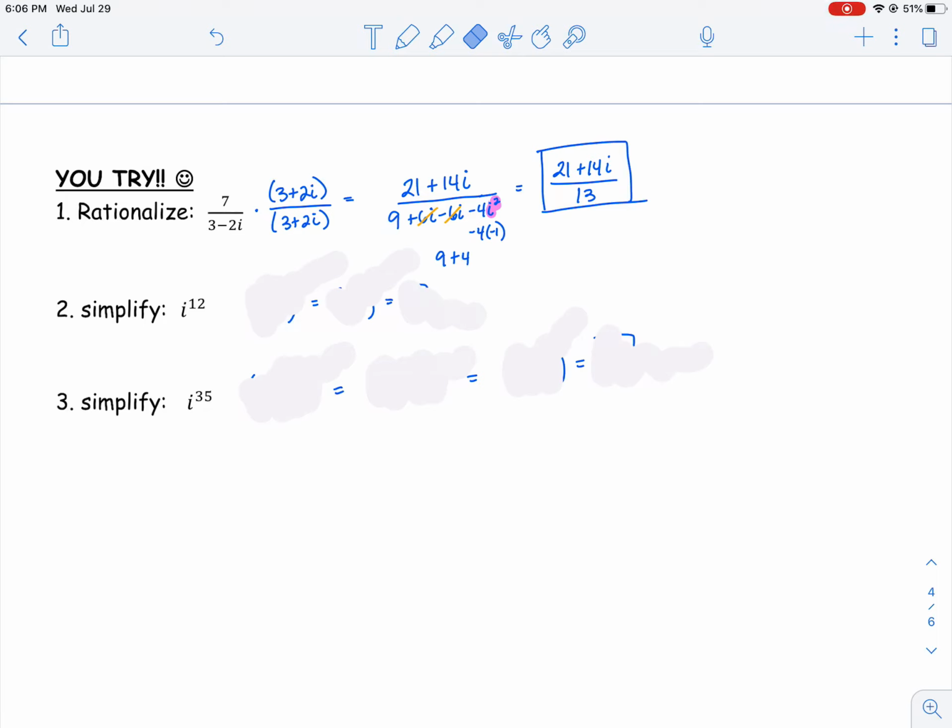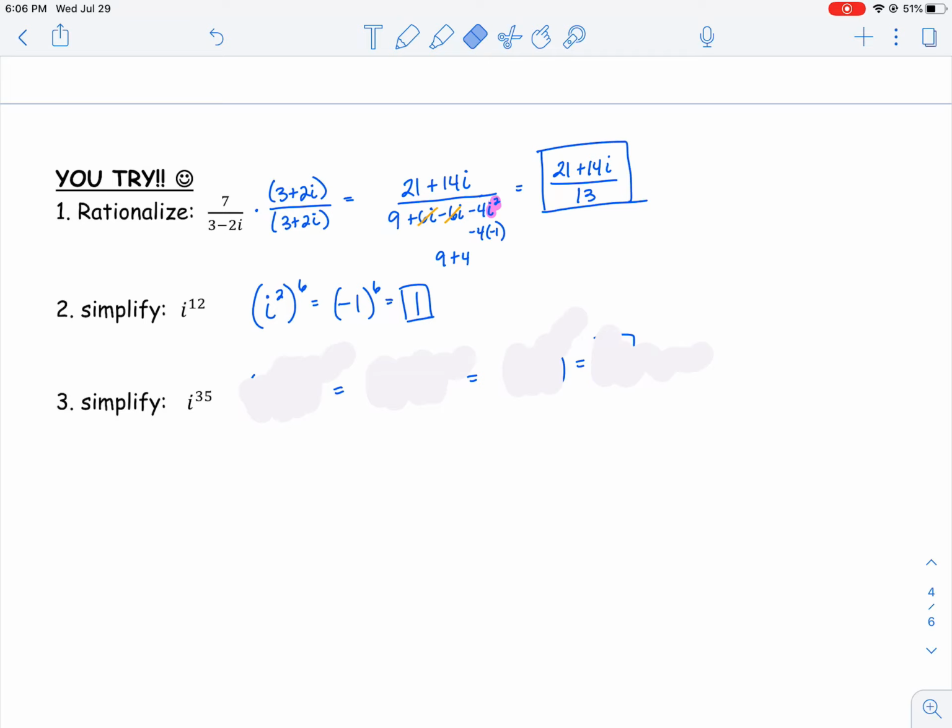All right, let's simplify i to the 12th now. I to the 12th. Well, I'm going to change it into i squareds. I know that it takes 6 i squareds to get me i to the 12th. And I know that i squared is the same thing as -1. So -1 to the 6th power, if I'm taking a negative number and raising it to an even exponent, I know I'm going to be a +1.